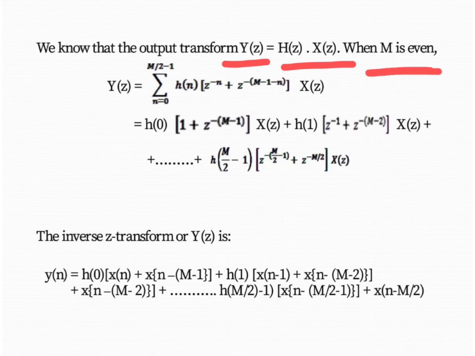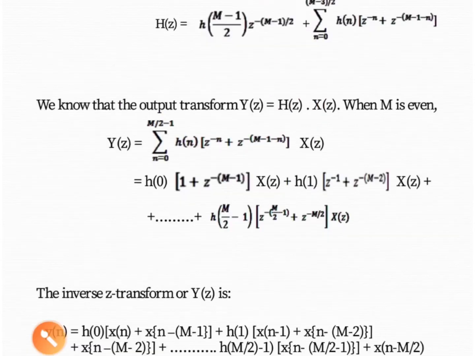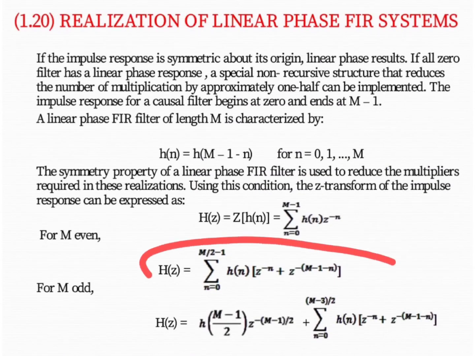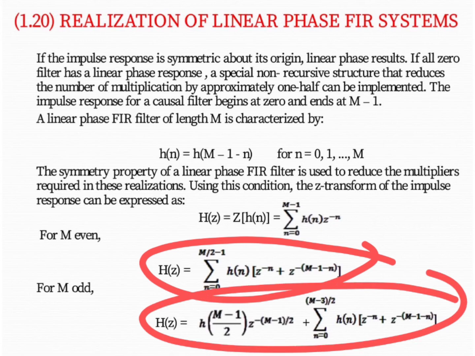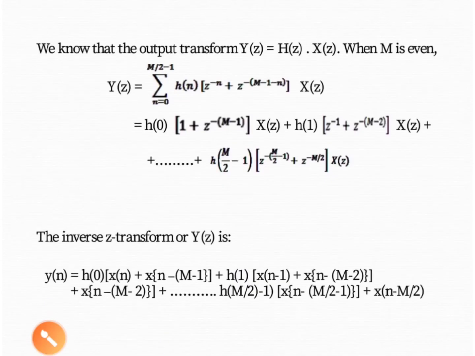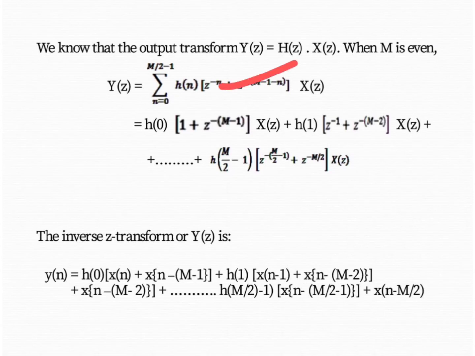When M is even, we consider H(z) like this. In the previous case, H(z) is this one, and for odd, H(z) is this one. So we can consider only the even case. Here we have H(z), because Y(z) is nothing but H(z) into X(z), and while solving this equation we can have this equation.